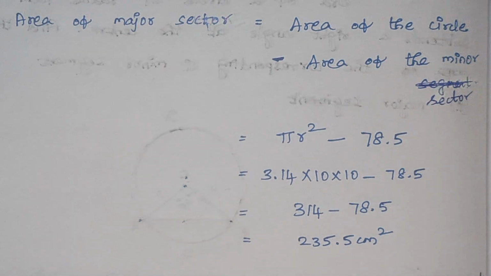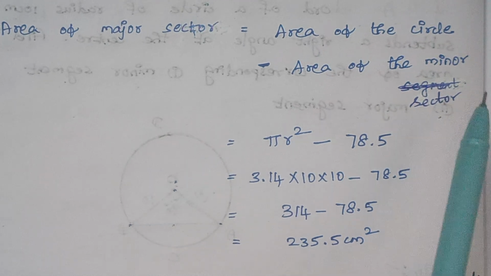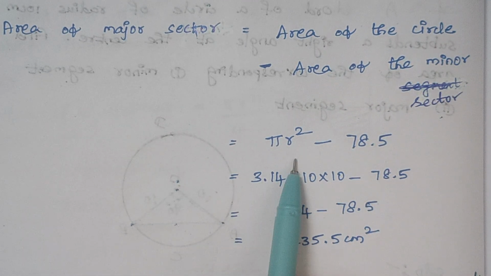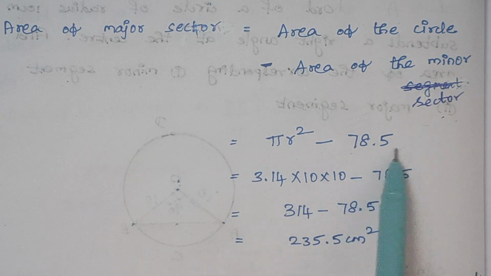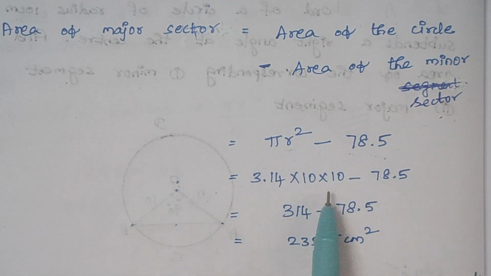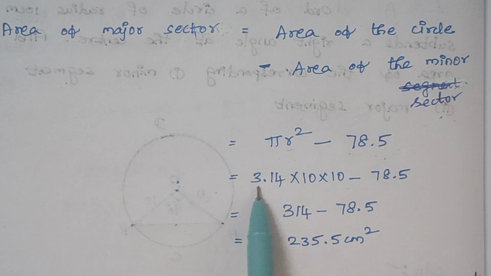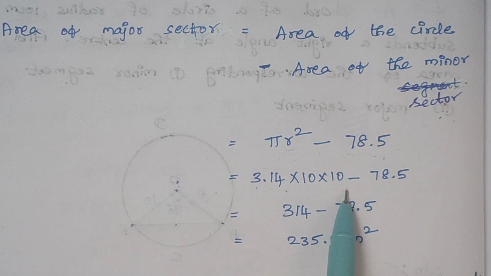Therefore, the formula is the area of the circle minus the area of the minor sector. The area of the circle is pi r square, minus the area of the minor sector we have already calculated, which is 78.5. The value of r is 10. So just substitute here. Let the pi value be 3.14, because as it is multiplied by 10, it will be very easy for us to solve.